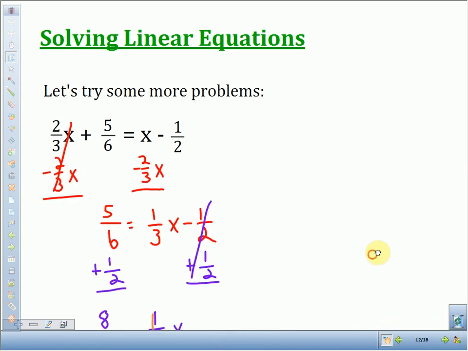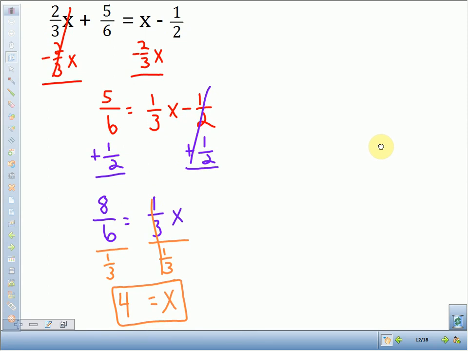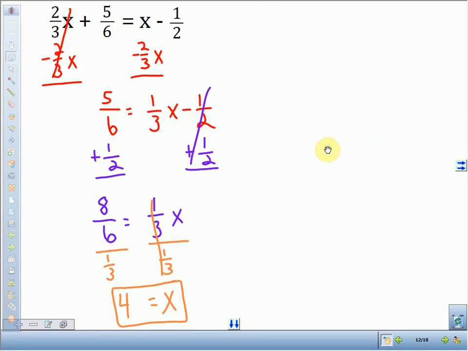Okay, here we are. Now, I had to spread this one out a little bit because I wanted to write big enough for us to see. You can see we had to do some moving around, subtracting the 2/3 x, adding 1/2, and dividing by 1/3. So we had to perform a lot of operations with fractions.